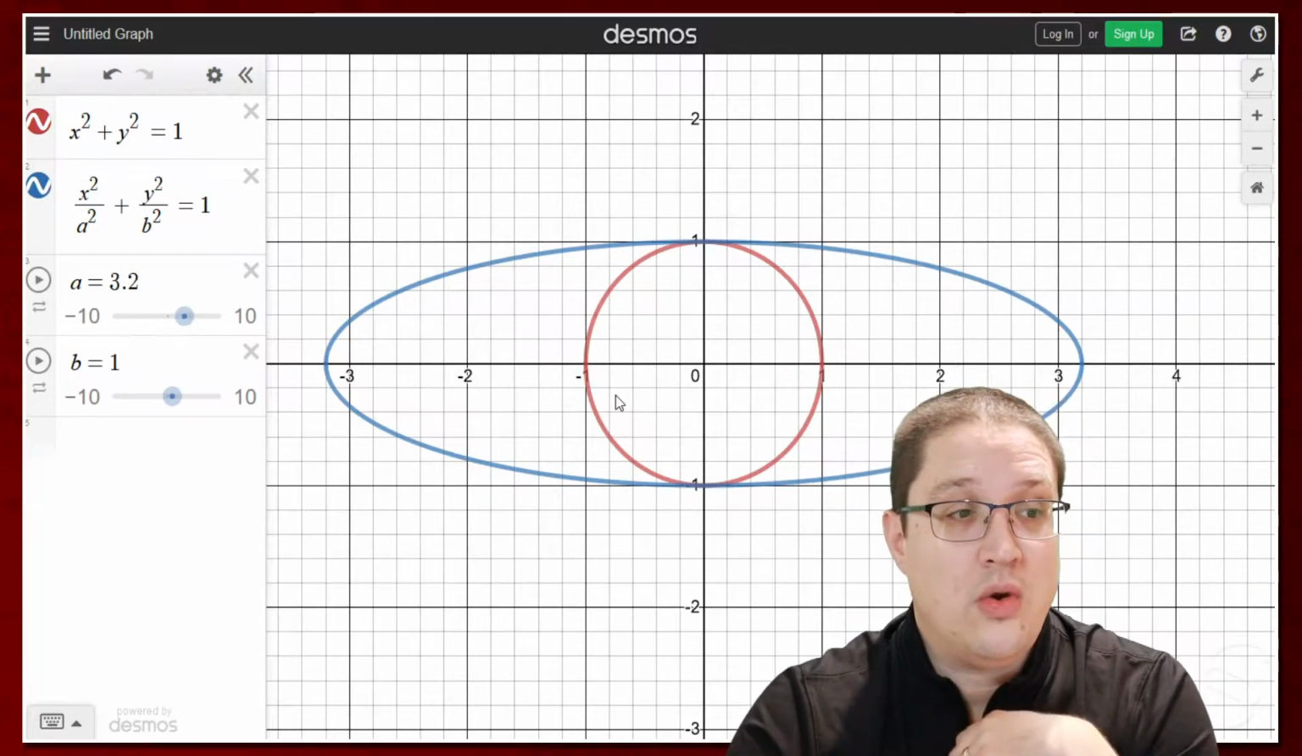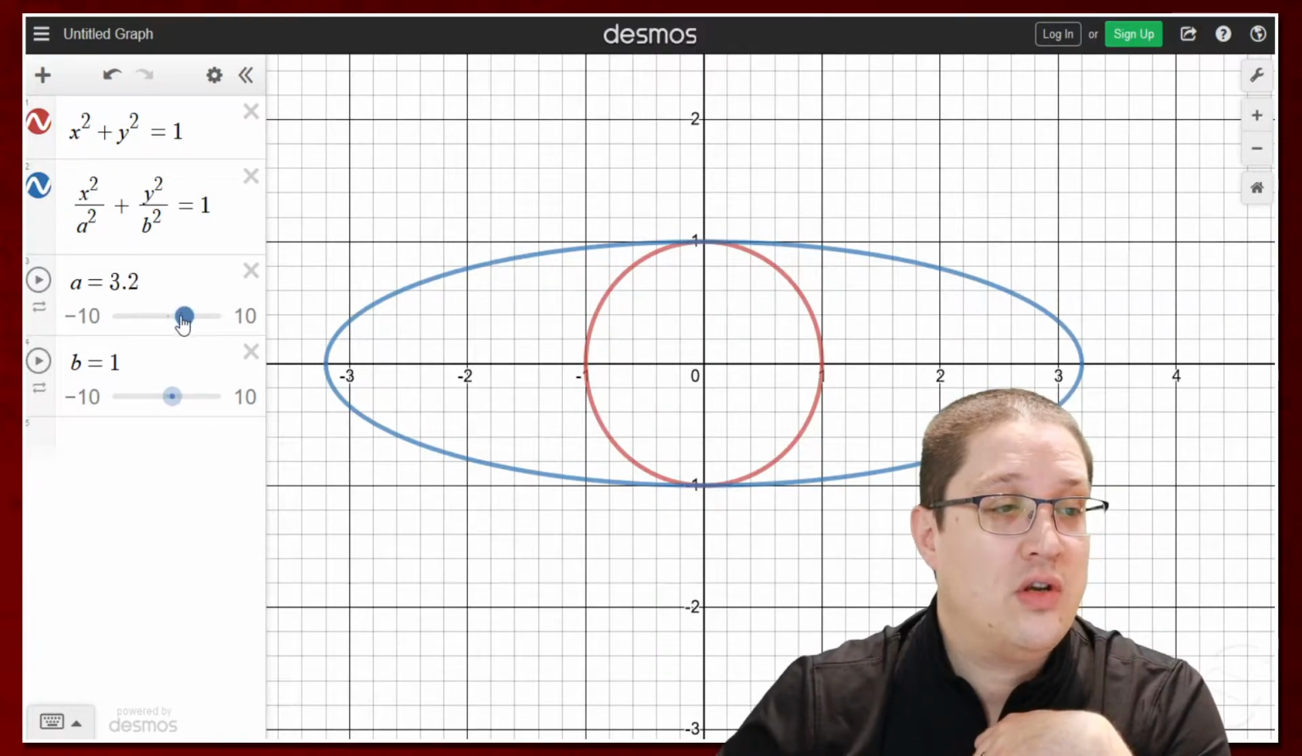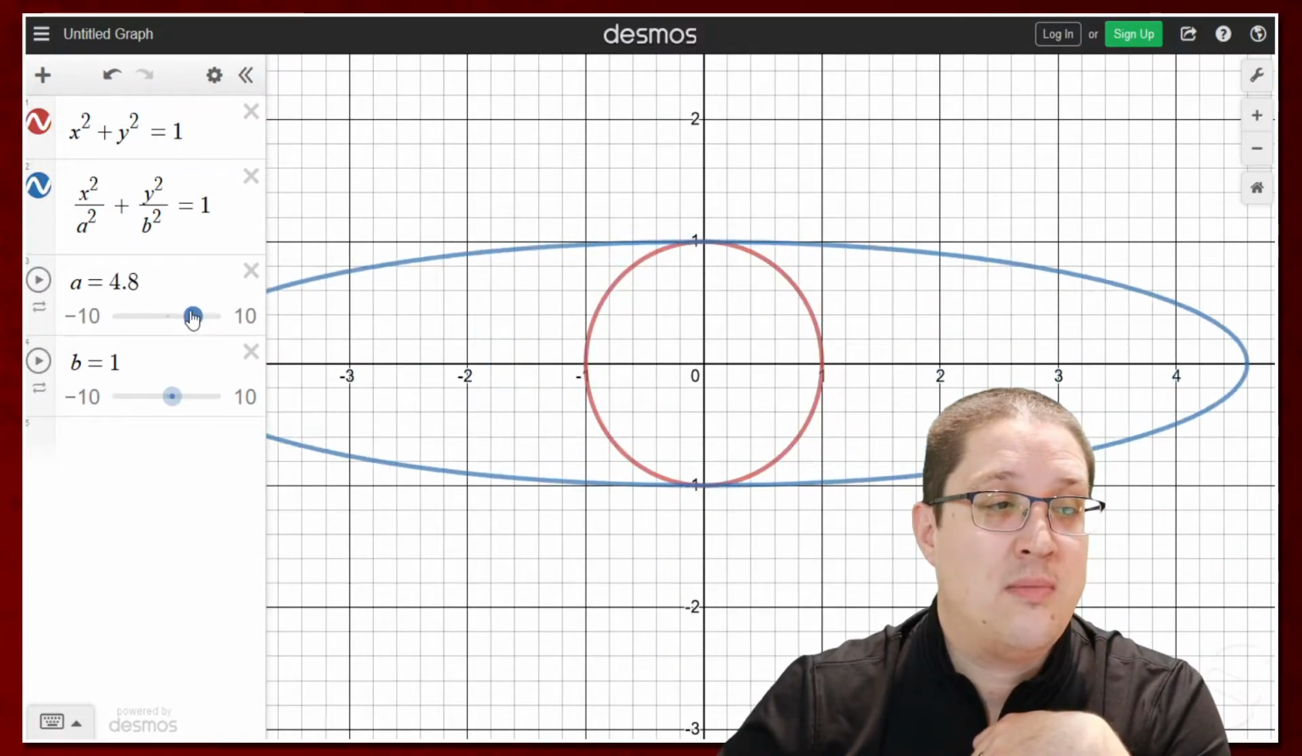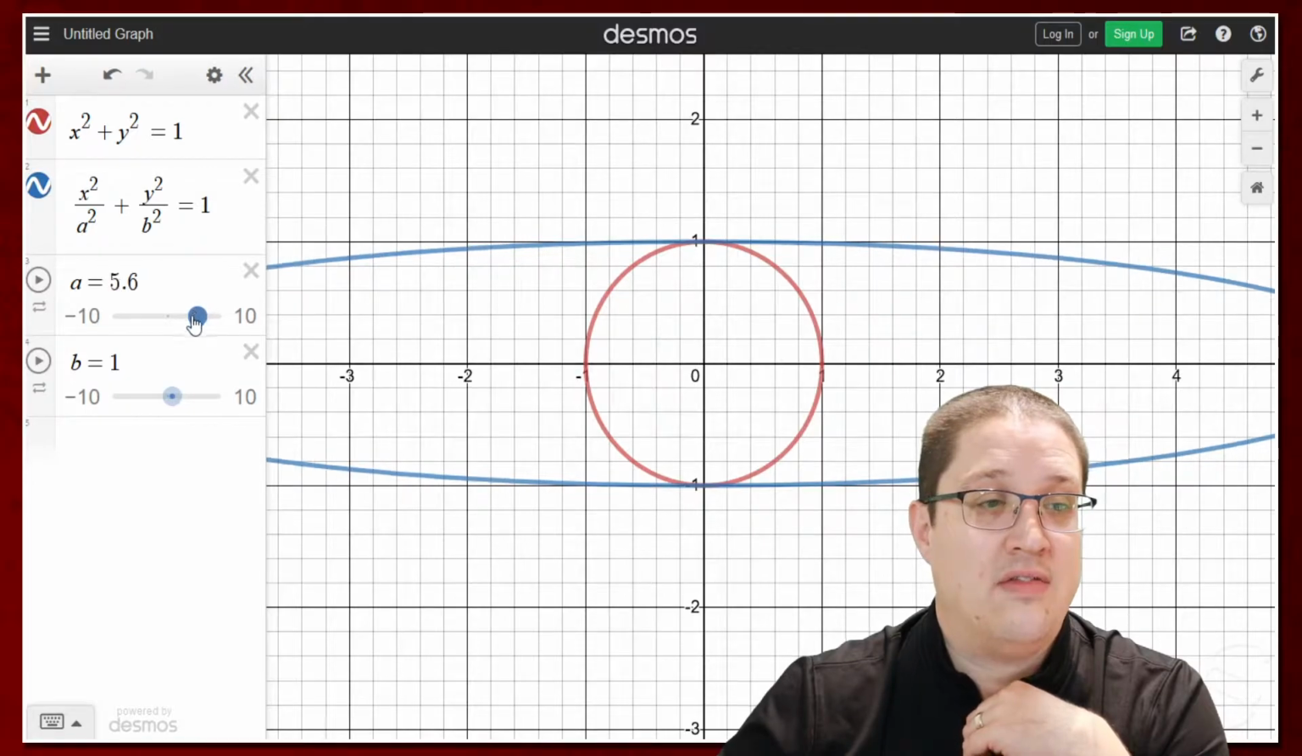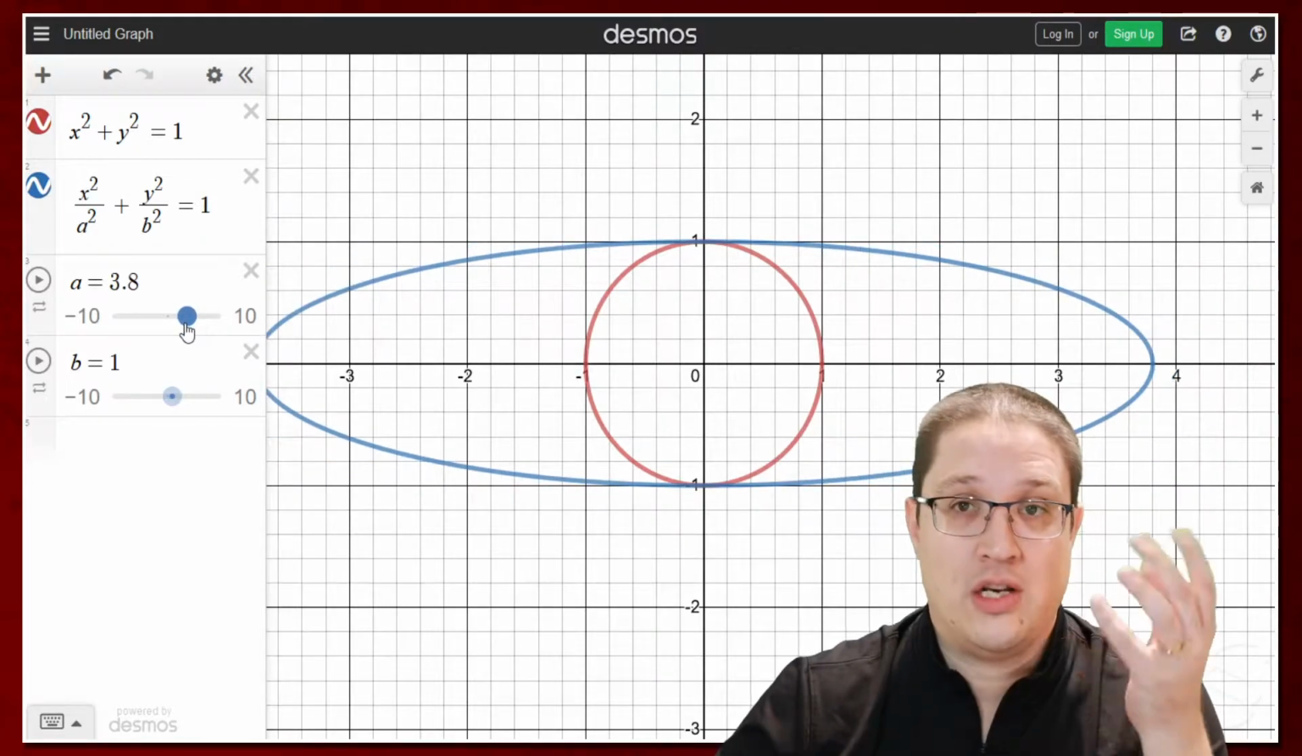Now, one thing to note, the more stretched out an orbit is, the more eccentricity it is said to have. So the further it's stretched out.